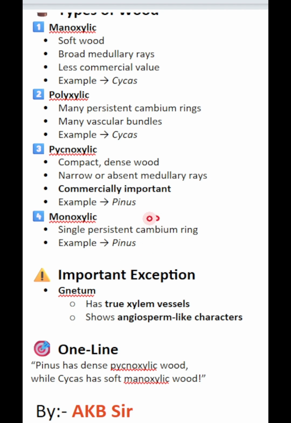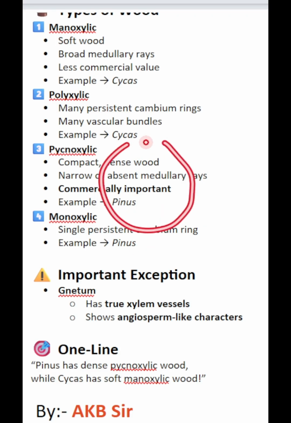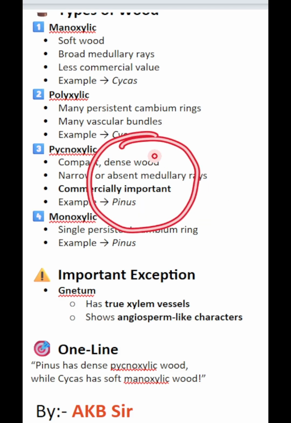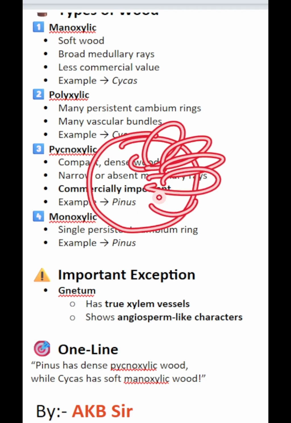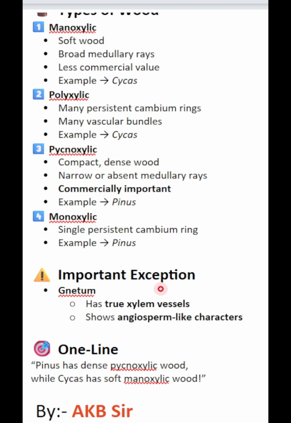Monoxylic means they contain a single persistent cambium. One cambium ring is present where the vascular bundles are found. So here one single cambium is present with many vascular bundles tied together. But in the Polyxylic type we find vascular bundles with different cambiums, and they have broad medullary rays. So this is all about it.